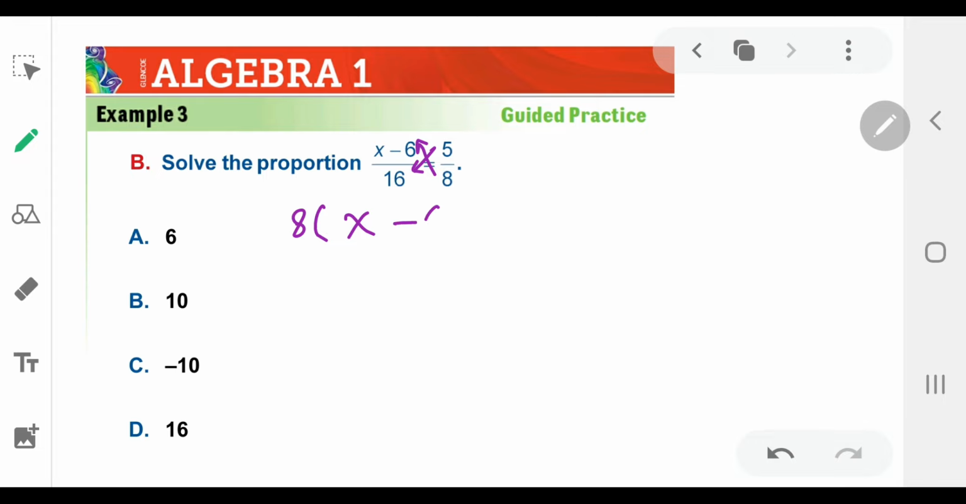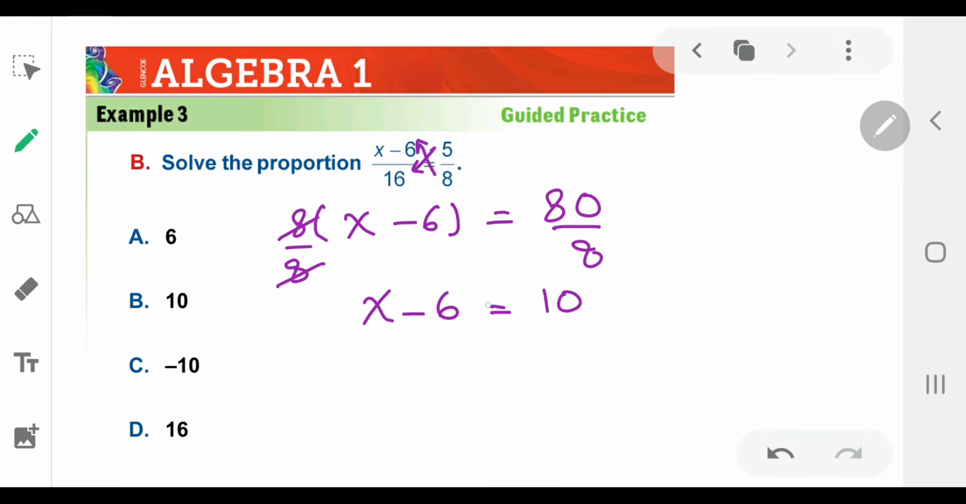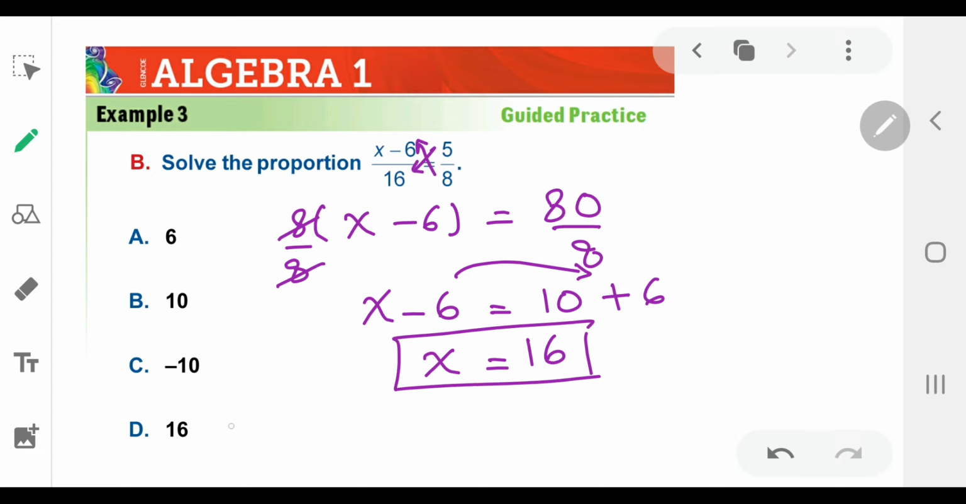8 times x minus 6 is equal to 5 times 16. 5 times 16 is 80. And now you have to get rid of this 8. So you divide here by 8 and you divide here by 8. It is x minus 6. 80 divided by 8 is 10. Now drag the negative 6 with the opposite sign to the right hand side. And now x is isolated. x is 10 plus 6, which is 16. So the answer is D.